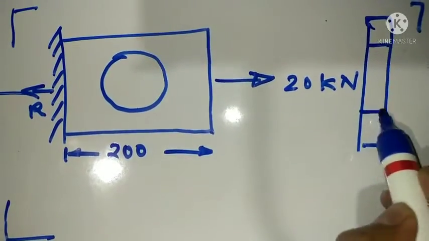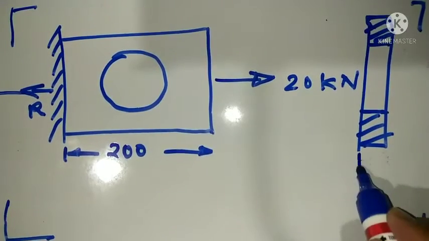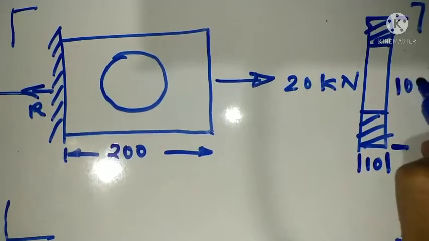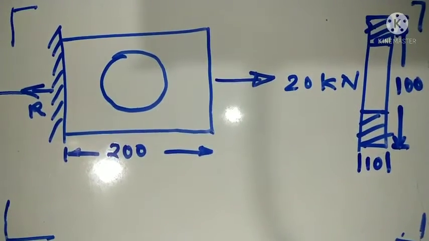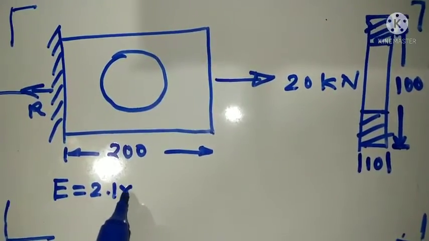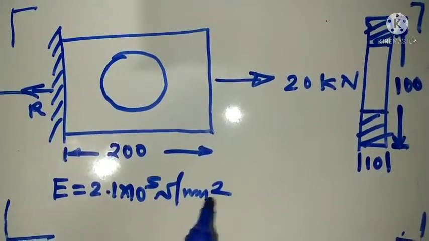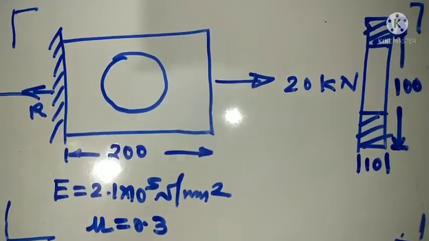So omitting the hole, the width is 10 mm and the height is 100 mm. So this is the given data, and they have also given us Young's modulus is 2.1 into 10 raised to 5 newtons per mm square, and mu, that is Poisson's ratio, is 0.3.